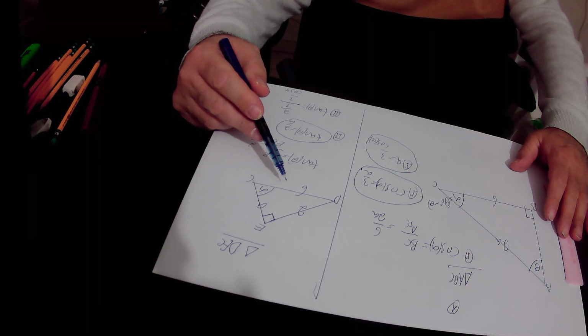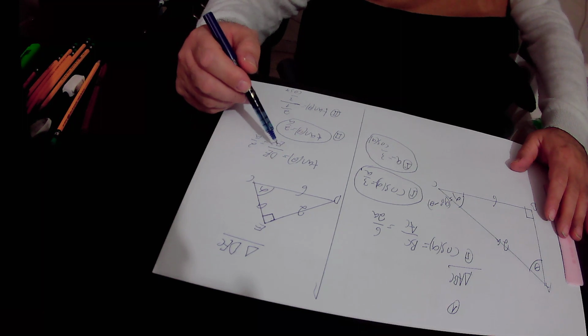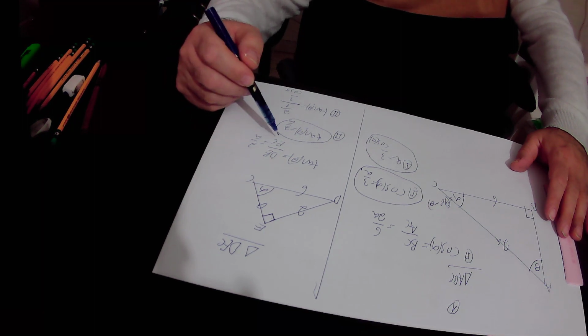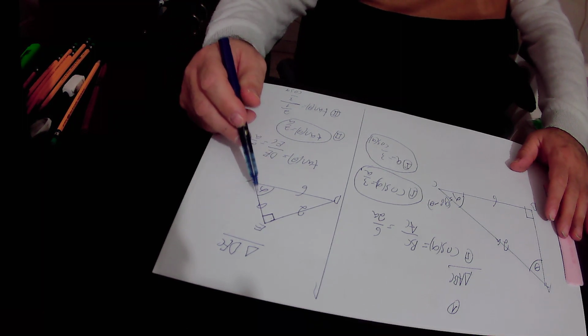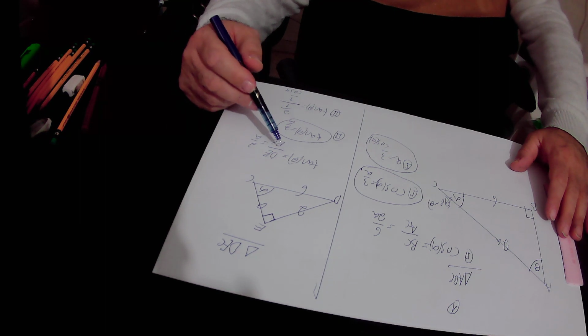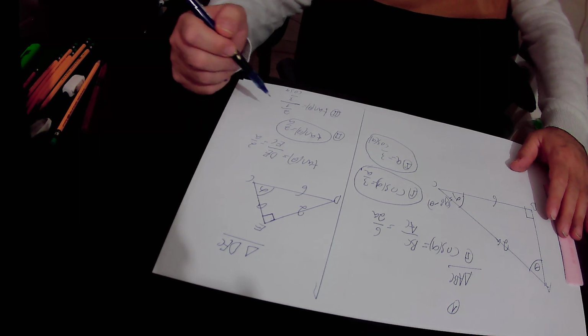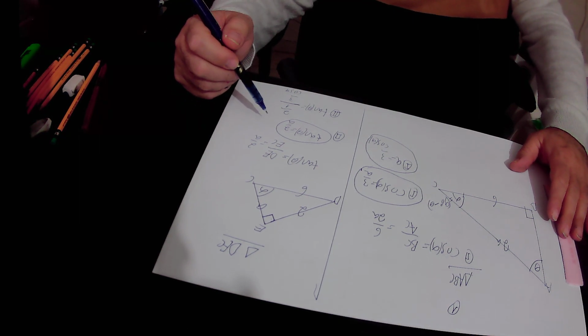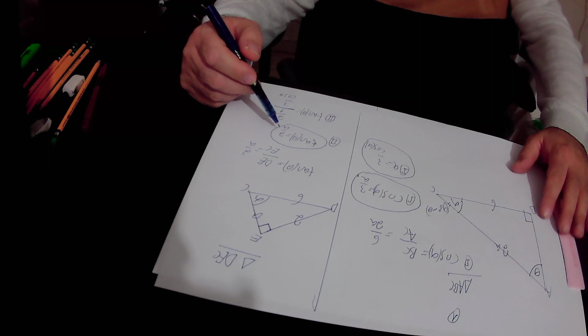DE, again, DE equals 2 and EC equals a. So in conclusion, we found out that tangent alpha equals 2 over a. Okay, tangent alpha equals 2 over a.